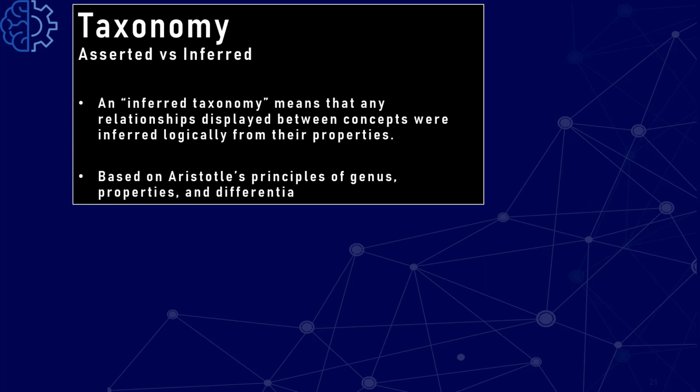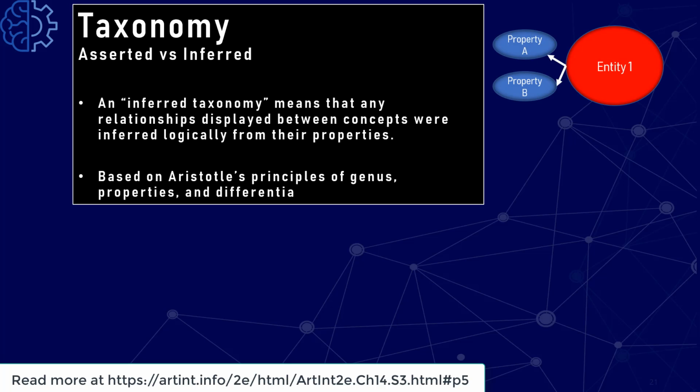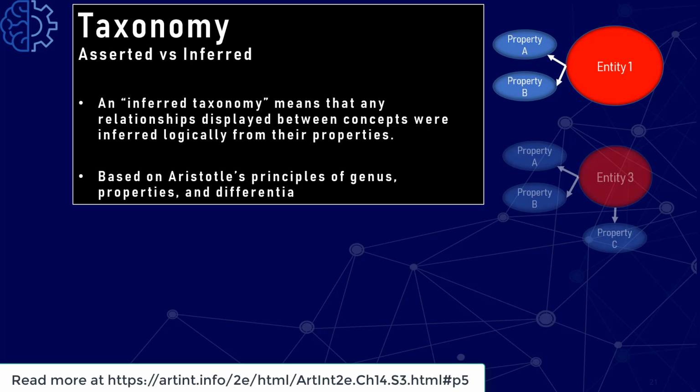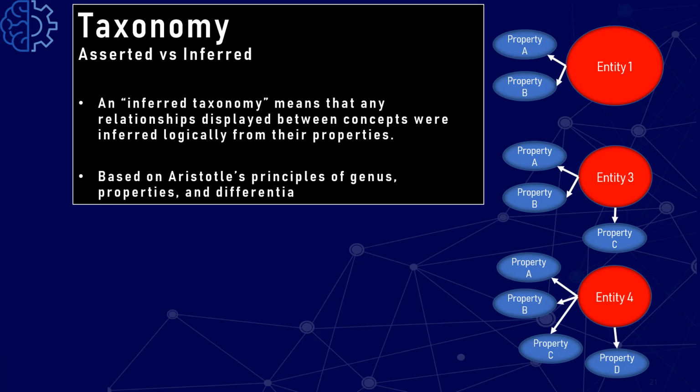An inferred taxonomy means that any relationships displayed between concepts were inferred logically from their properties, and these are based on Aristotle's principles of genus, properties, and differentia. Shown here is Entity 1, which has the properties A and B. Entity 3 is a child of Entity 1 because it has A and B, but has the additional property C. And Entity 4 has A, B, and C, but also has D.